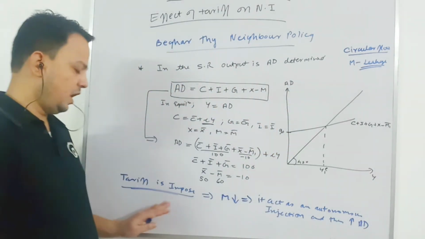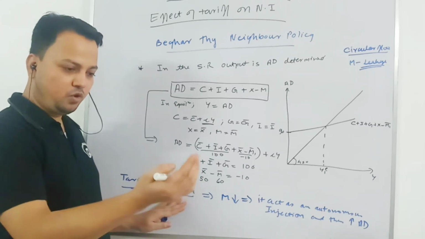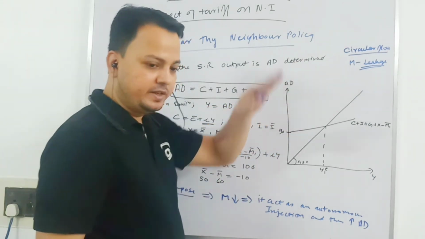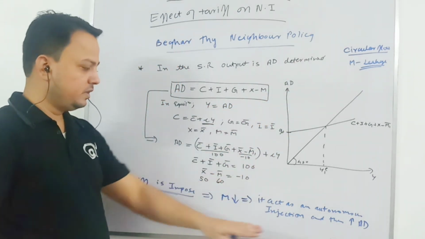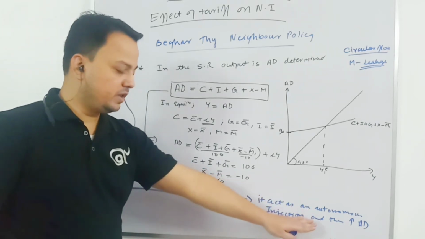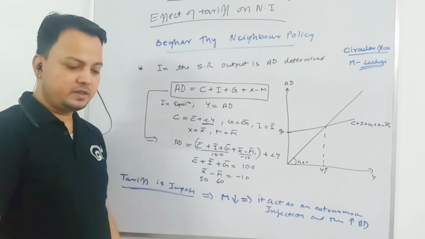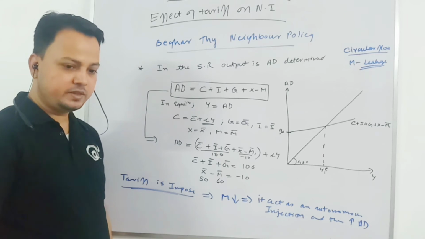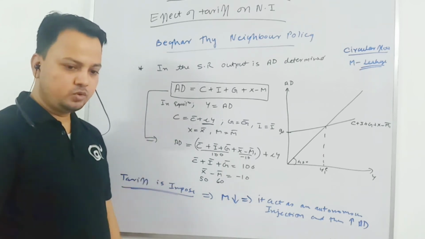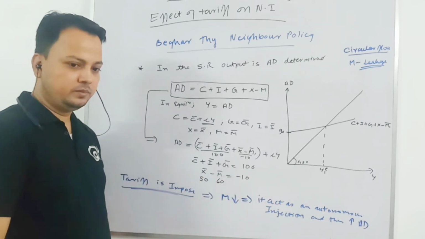I am repeating one more time. When government imposes tariff, imports become expensive, so import will reduce. Import is the leakage, so when the leakage part reduces, that means you are adding autonomous injection. So it will increase your aggregate demand. When aggregate demand increases, the level of economic activity in the economy increases. When the level of economic activity increases, unemployment will reduce, and that will take care of the recession that is happening in the economy.